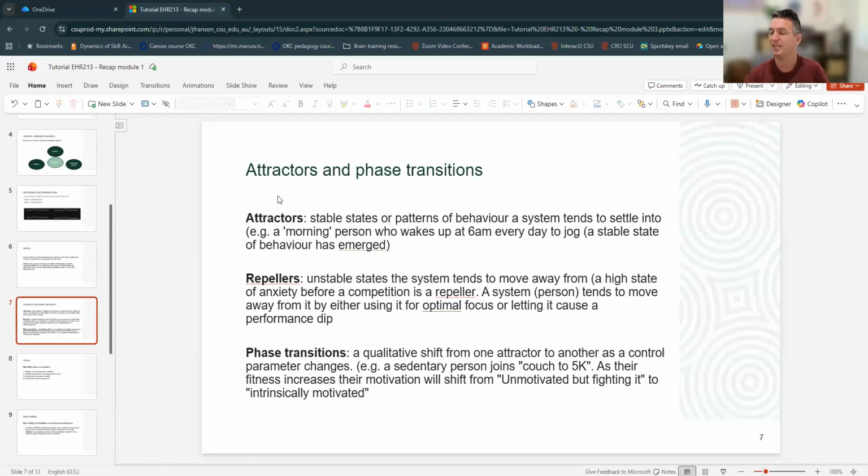And then finally, the last thing we talked about in the dynamics is phase transition. We said that people constantly shift from one attractor state to another attractor state to another. And that happens in the context of complex dynamical systems theory in a nonlinear manner.